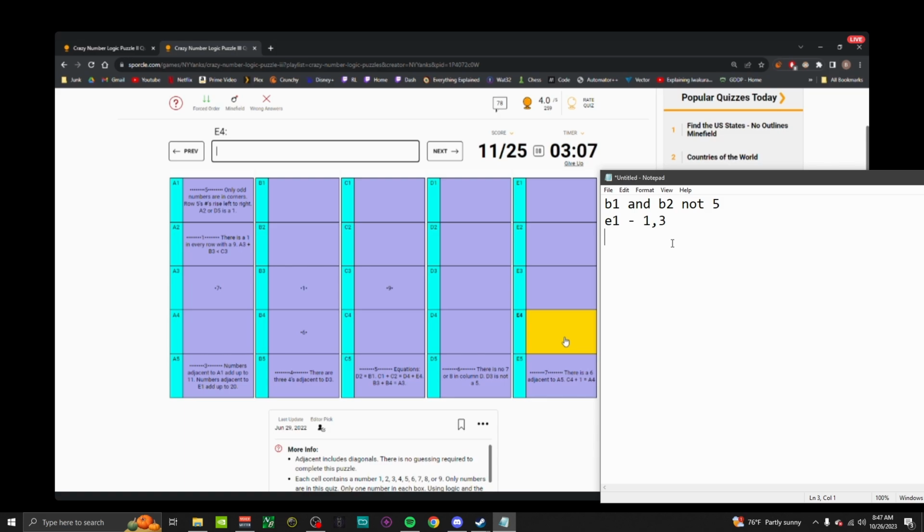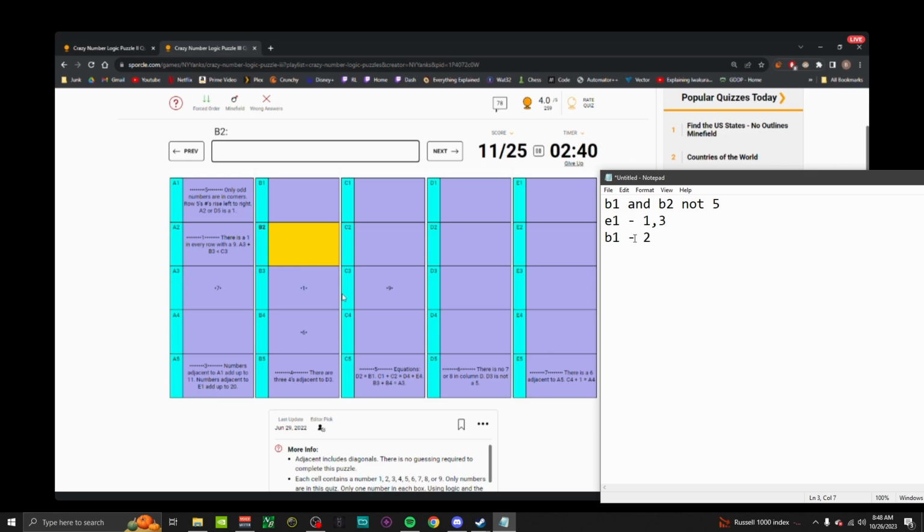D2 numbers adjacent to A1 add up to 11. So still not incredibly helpful. Yeah, all we know is B1 and B2 add up to 10. We can take the 6 plus 4 out. It can't be 6 or 4 in B1 or B2. Okay, hold on. Because 6 is already in the column now. B1 is now not a 1, a 6, or 4. So it's a 2. Yeah.